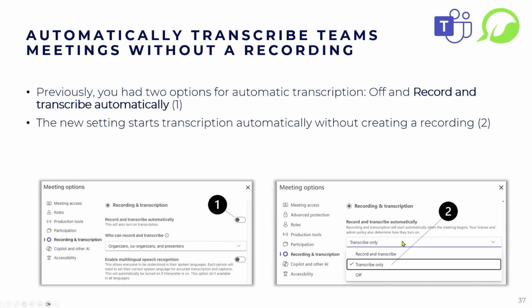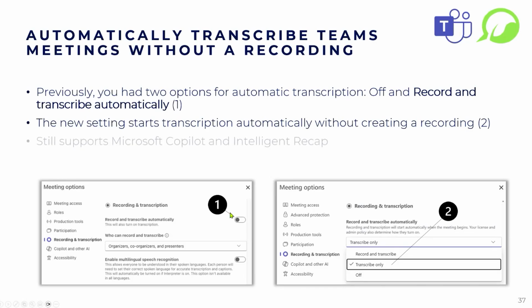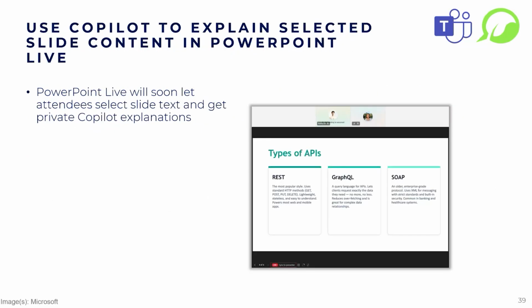On the right hand side, number 2, here's the new option. It's changed from a slider to a drop down, and you can see here I can record and transcribe, or transcribe only. It means that we can all have our cameras on without feeling self-conscious that we're all going to end up on a recording. It still supports Copilot and Intelligent Recap. And folks, you should have that actually any day now. And Laura likes that one.